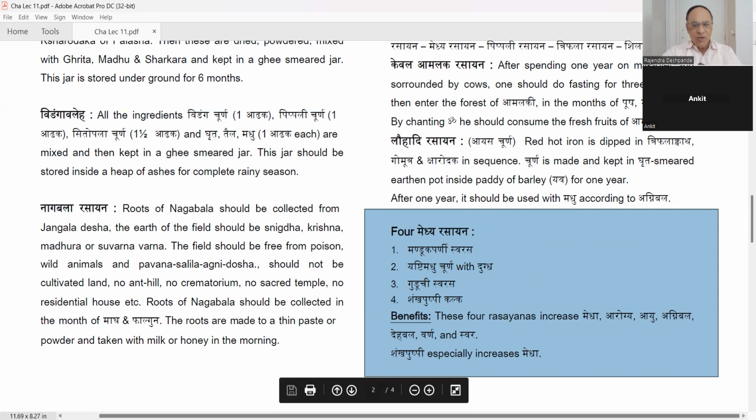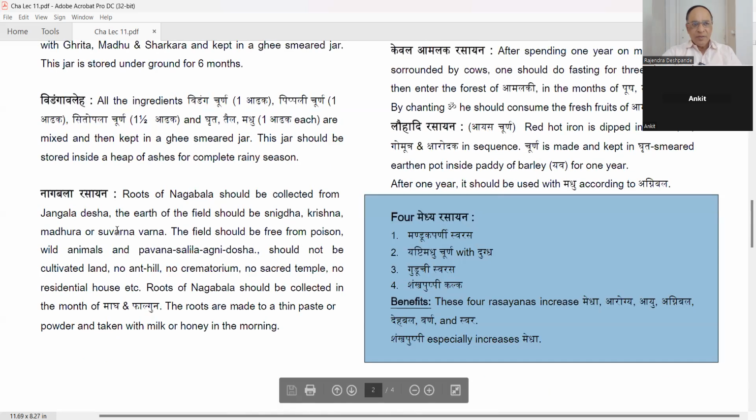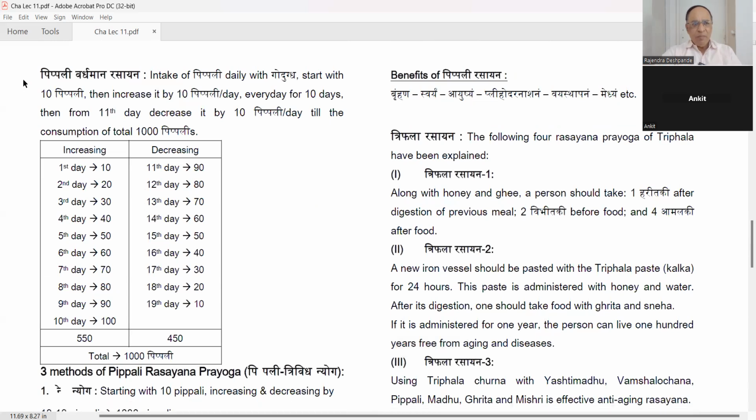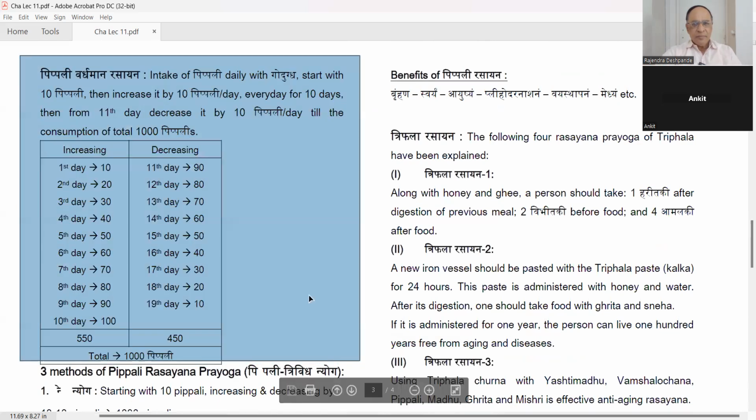Now we will try to go further to page number 3. Okay. So here you can see on page number 3, Pippali Vardhaman Rasayan. Just a few minutes back, I explained to you Vardhaman Bhallataka Rasayan and Vardhaman Pippali Rasayan. There is also one Rasayan which is not mentioned here, but I request you to write down that name: Vardhamana Maricha Rasayan.